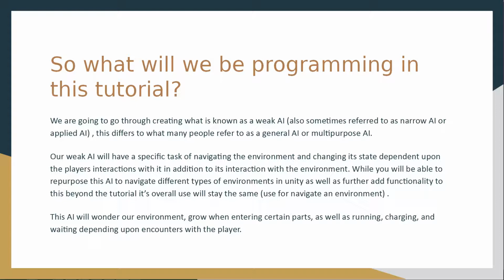These are two very different things. This AI will wander around our environment, growl when entering certain areas of the environment, run away or charge at a player, sometimes rest between waypoints and sometimes growl quicker.